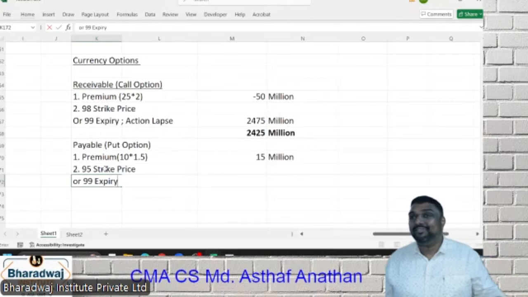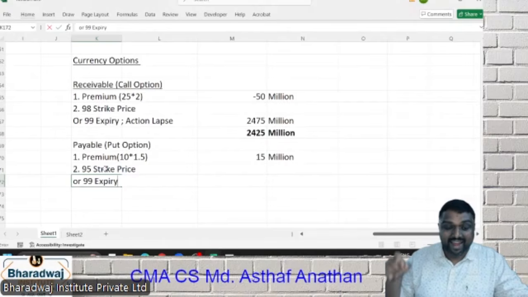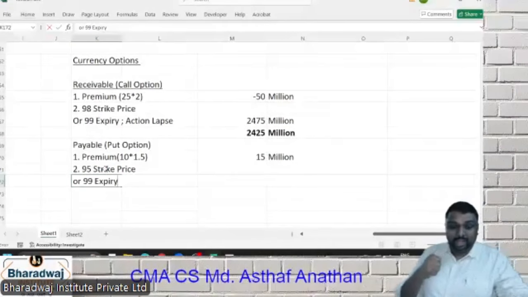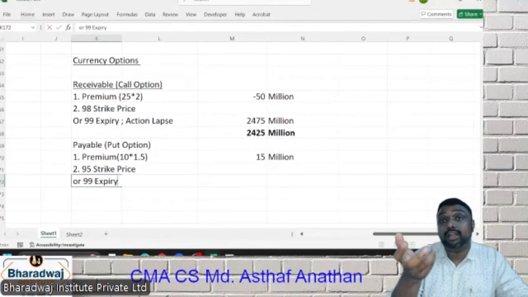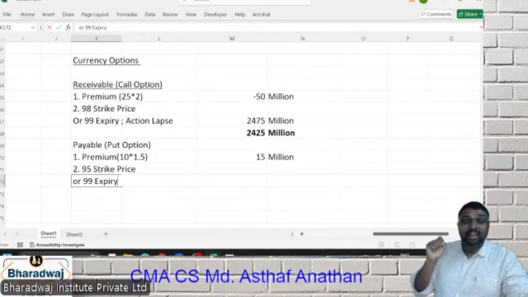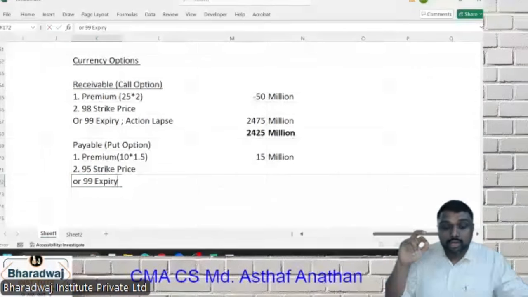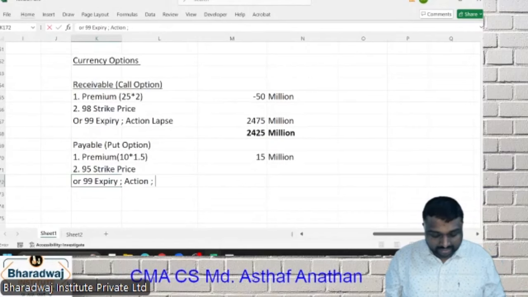Tell me, my dear friends, €1 you can get for 95 and in another shop it is 99 in the market. So you will exercise only, because if you exercise, you will get €1 at 95. You will try to reduce your outflow only because it's a payable. Payable, you try to reduce the outflow. So your action will be what? Exercise.